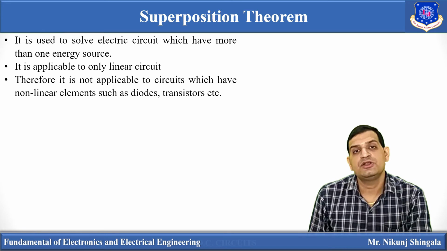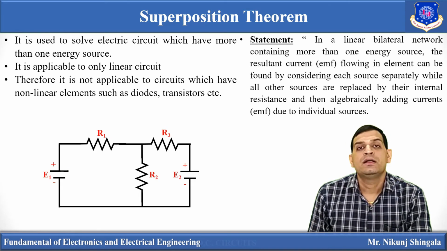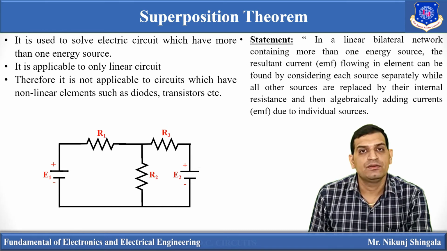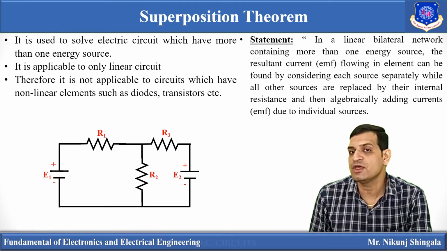So which are the conditions to apply the superposition theorem? The first one, the circuit should have more than one energy source, the circuit should have only linear elements, and the circuit should have independent sources. Now what is the statement? In a linear bilateral network which consists of more than one energy source, the resultant current or voltage across the branch, or flowing through an element, can be found by considering each source separately, individually, while all other sources are replaced by their internal resistances, and then finally algebraically adding the current due to each individual source.